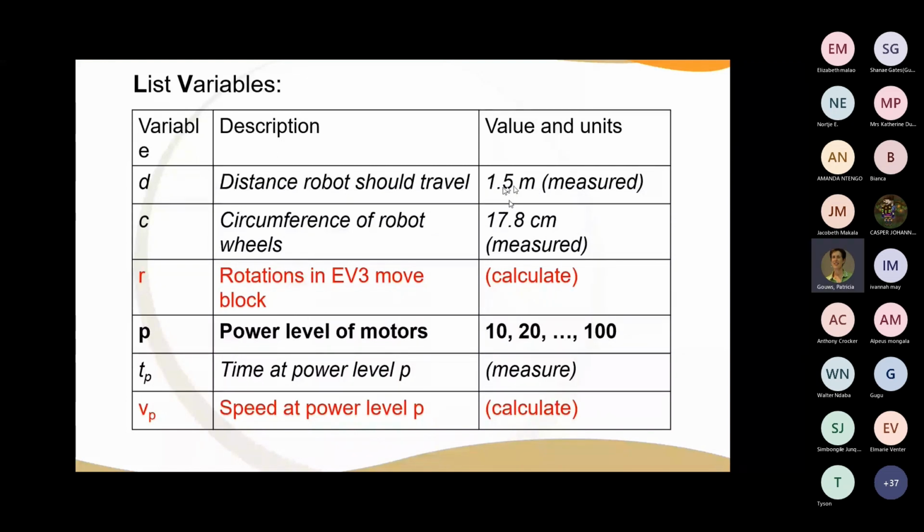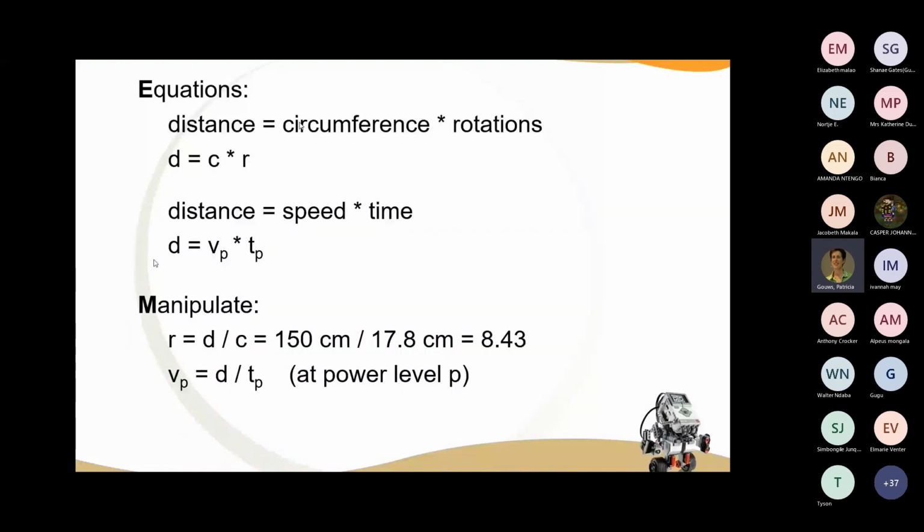We can calculate the number of rotations that we can do, and then we've got to measure the time it takes for different power settings. All right. So then the time we can measure and the speed we can calculate because the distance stays the same, but the time will change. Okay. So then we put all our equations together. We've got distance, we've got circumference, we've got rotations, and again, we can mix that around. So if you take the rotations, distance over circumference, 150 divided by 17.8 gives you 8.43.